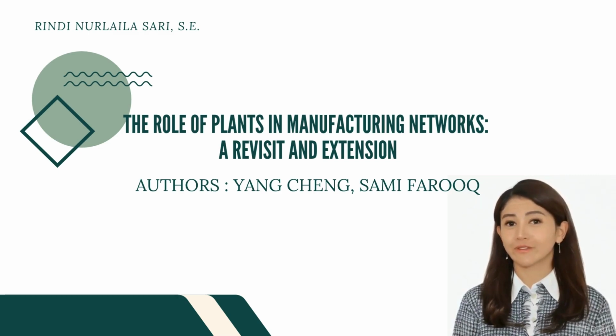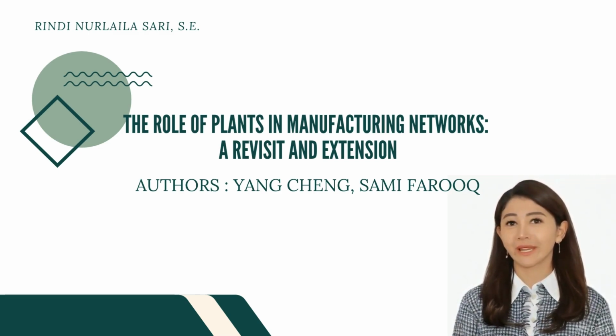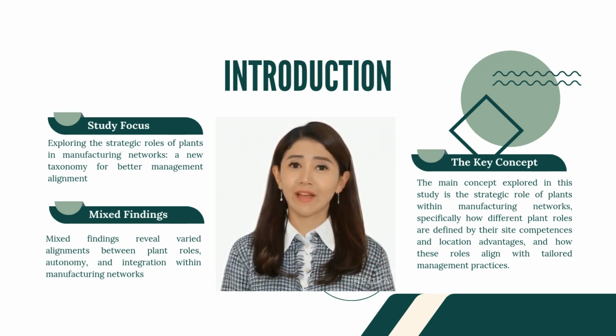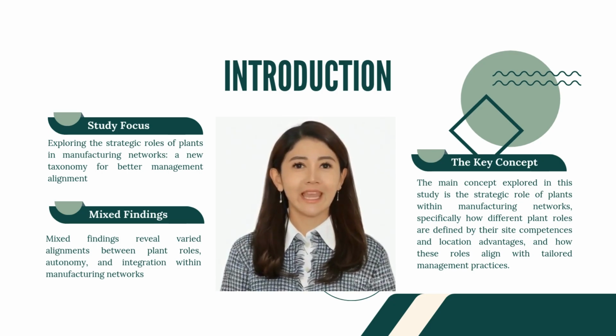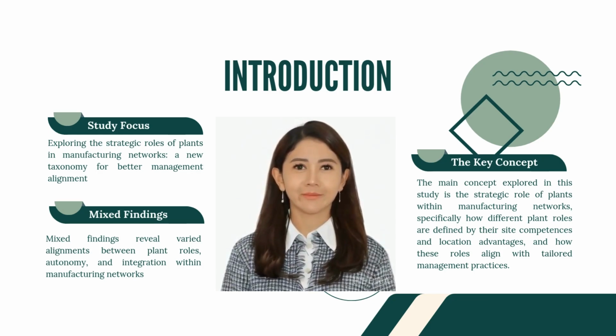The article, The Role of Plants in Manufacturing Networks, a Revisit and Extension, by Ching and Farouk, provides an updated look at Firdau's plant typology, expanding on the role of manufacturing plants in global networks. The researchers explain that global manufacturing networks are becoming more complex, and plants now have to serve both production needs and strategic goals like cost efficiency and market access.